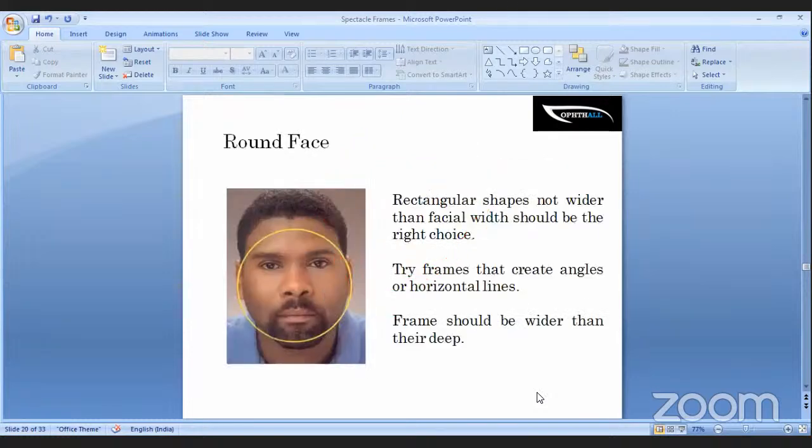Round shapes and rectangular shapes are very ideal for a round face. No other shapes fit this round shape frame, because ideally you need to select a frame where after using the frame, the face should look like an oval. So if you dispense rectangular frames to a round face patient, it will make the face apparently oval.